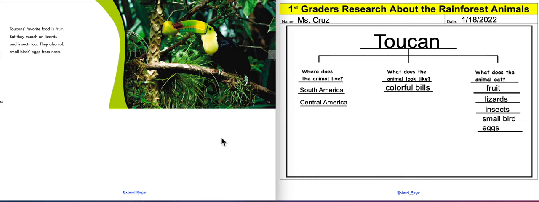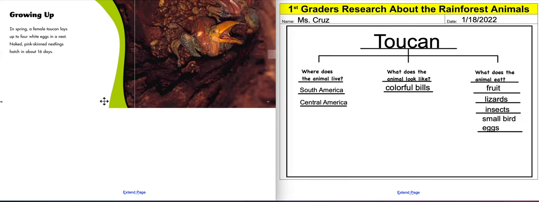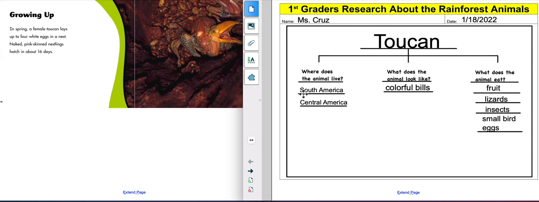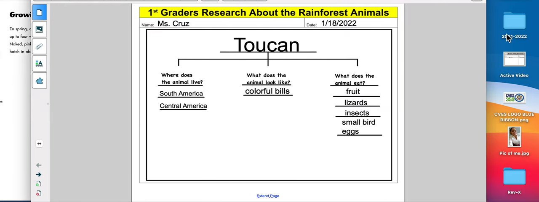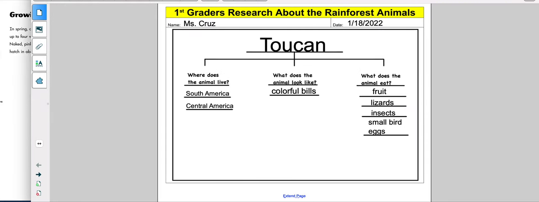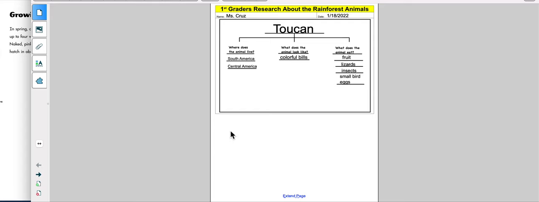Perfect. So this one, I'm going to stop here because I have sufficient information. Once you have enough information about your animal, then you can begin your writing. So you want to grab the writing paper and start with where does the animal live. You want to start writing the sentences.